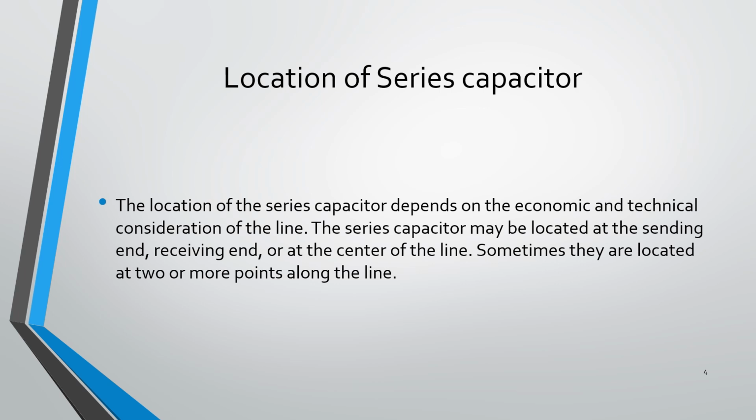The series capacitor may be located at the sending and receiving end or at the center of the line. Sometimes they are located at two or more points along the line. The degree of compensation and the characteristics of the line decide the location of the capacitor. The degree of compensation is the ratio of capacitive and inductive components. That ratio will decide how much power you are going to compensate, whether it's 0%, 50%, 90, 70, whatever it is.